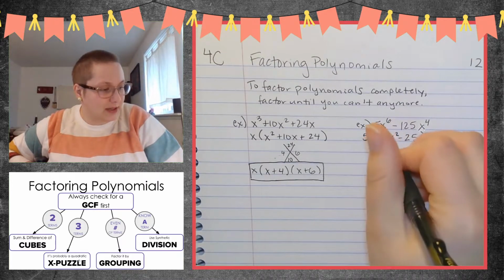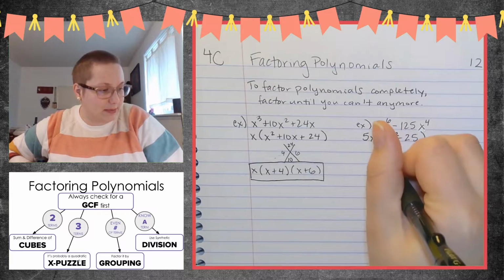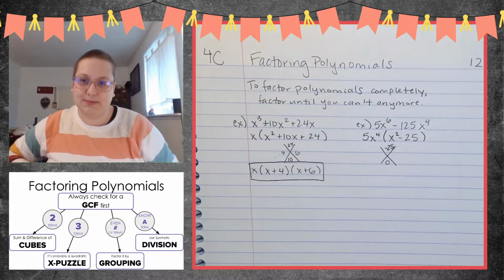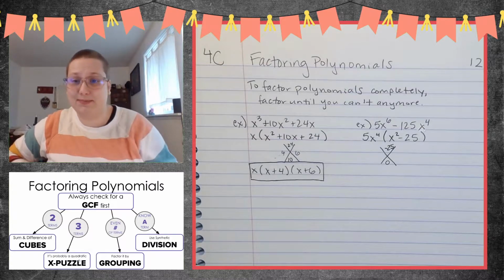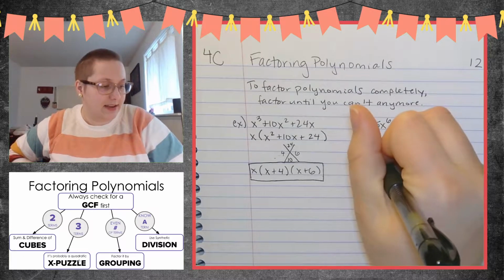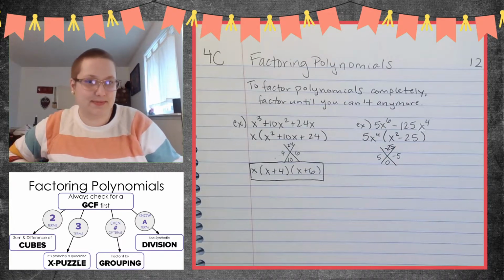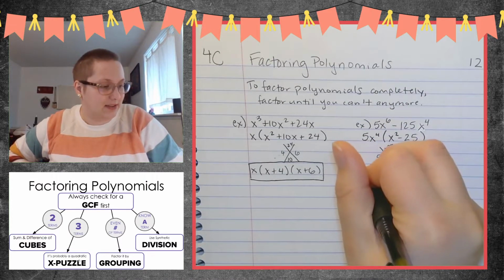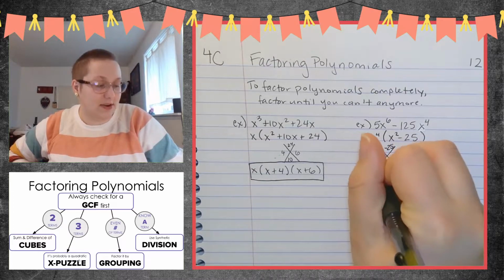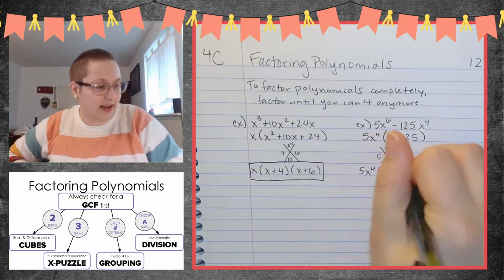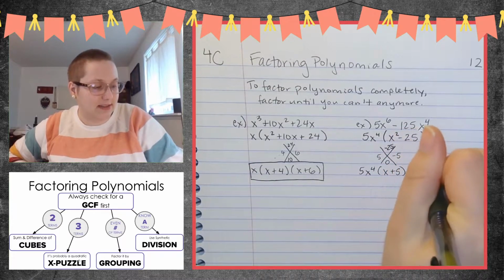When I don't have a middle term, I would put 25 on top and I would put 0 on the bottom. So what times what makes 25 and has to get 0? Or negative 25, I should say. 5 times 5. If it's positive 5 and negative 5, that makes negative 25 and we're good. So my factors are 5x to the 4th, still it doesn't change. And then this becomes x plus 5 and x minus 5.